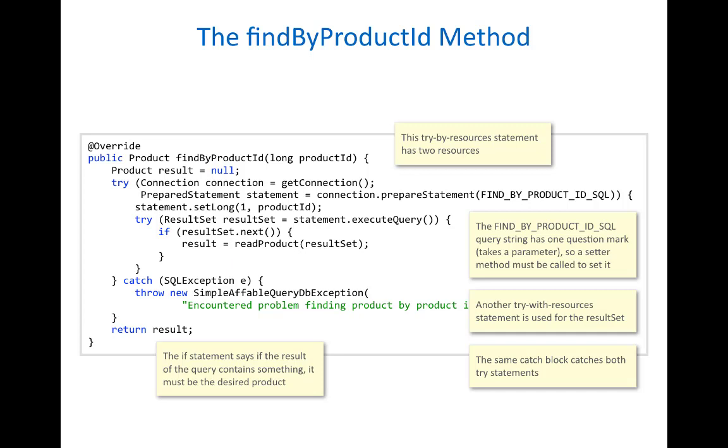If you go back and look at the findByProductID SQL query, you'll see that it has a question mark in it where the product ID needs to go. We use the setLong method on the statement to set the product ID. Then we use another try with resources statement to declare and initialize the result set resource to the result of the query. If the result set contains at least one element, we take the product in the first element and return it, as long as no errors occur.